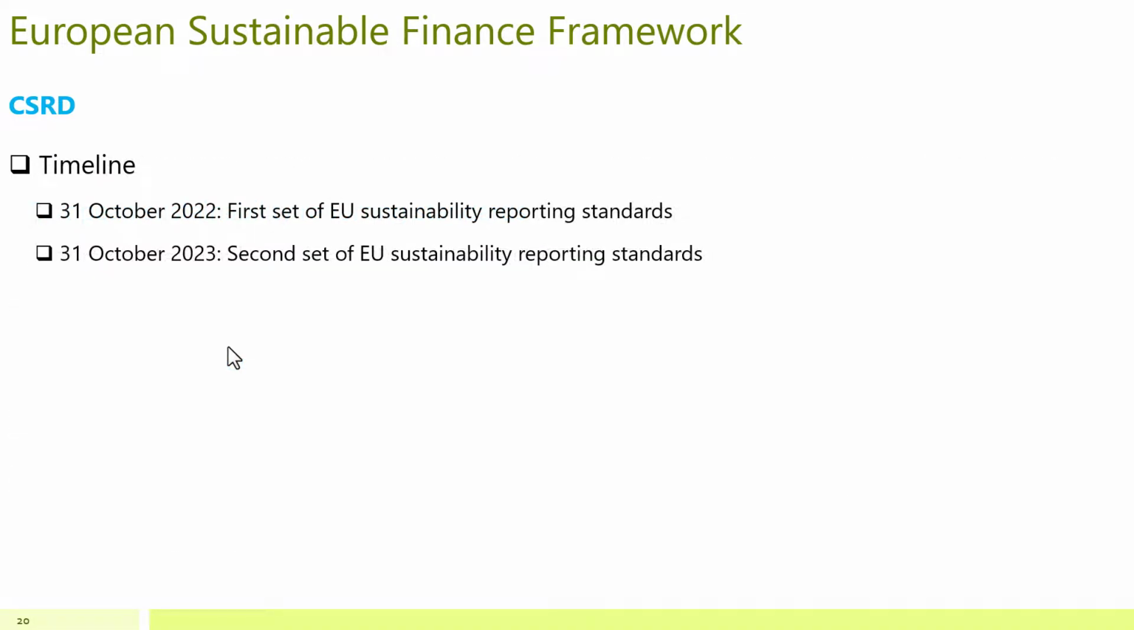The timeline for CSRD is the first sustainability reporting standards will be issued and published end of October 2022, and then in the following year the next set of reporting standards. Why is that? Well, because there's so much time pressure and speed behind all of that the European Union wants to bring out and enforce these regulations as soon as possible.